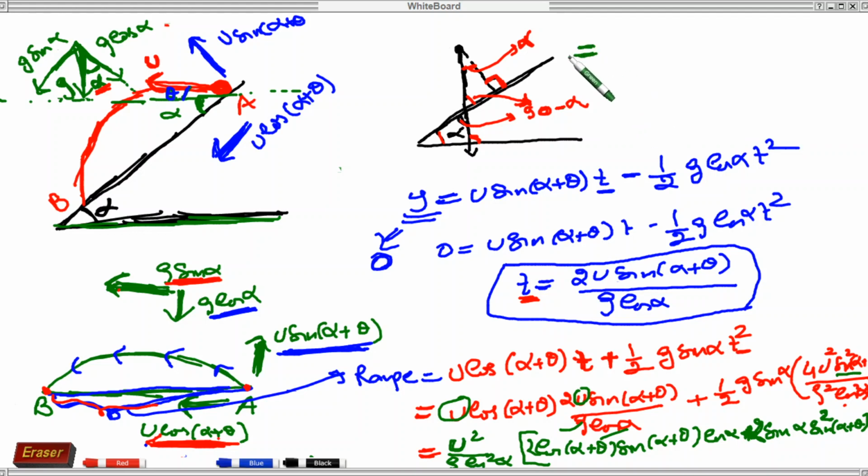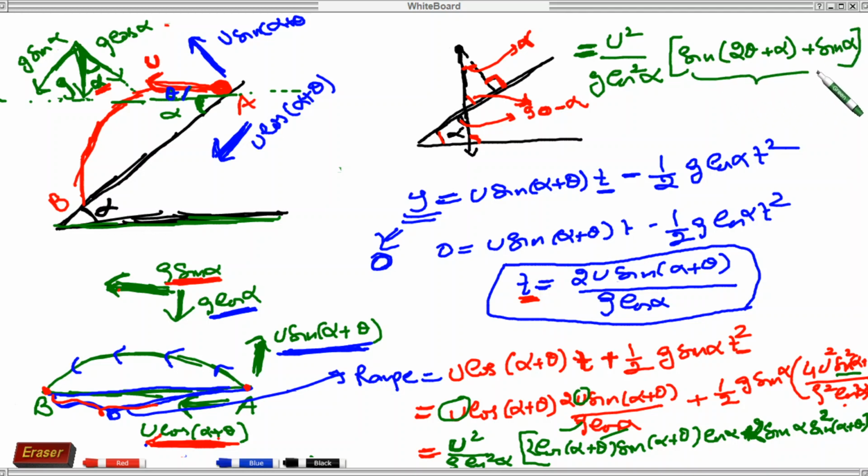That's your part. You try this thing, how it becomes, because I solved one of the equations. Try to solve this one on your own. It will become u square over g cos square alpha sine of 2 theta plus alpha plus sine alpha. This will be the output from this equation. I will tell you the formulas which will be used here.